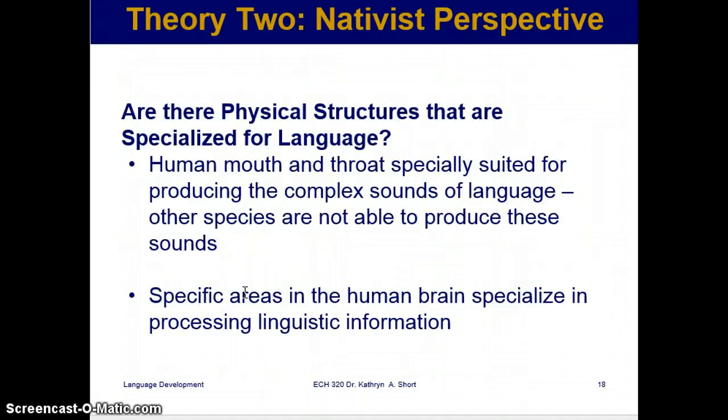Okay, moving on to the next PowerPoint. Still again with theory 2. Are there physical structures that are specialized for language? What does this mean? I don't know. Let's see. The human mouth and throat is specifically suited for producing the complex sounds of language. Other species are not capable of producing these sounds. Okay, we'll kind of get it.